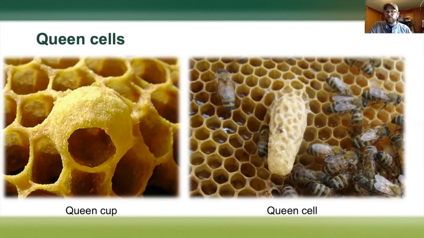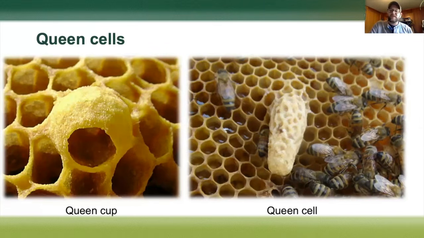They need to rear a queen. There's a cell created for it. The queen cup means nothing because it has nothing in it. So a queen cup is a queen cell like this that has nothing in it, meaning there's no egg in it. There's no larva in it. It's just a cell, nothing to get worried about.